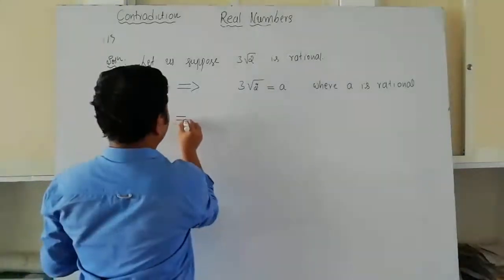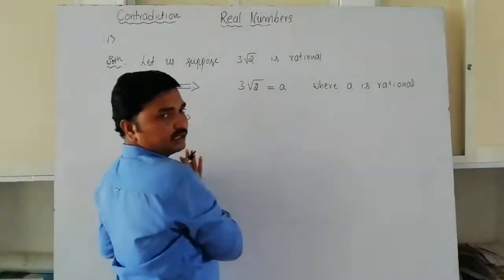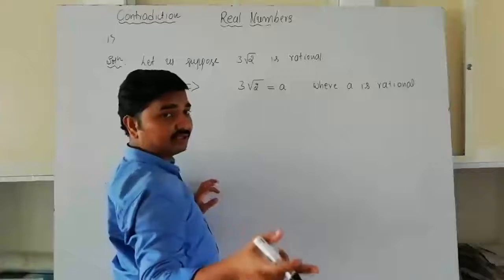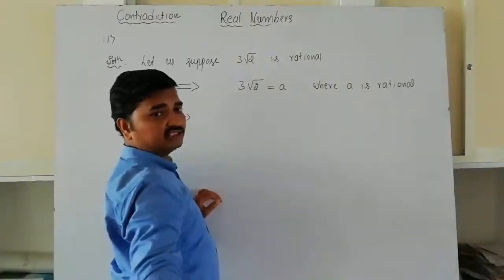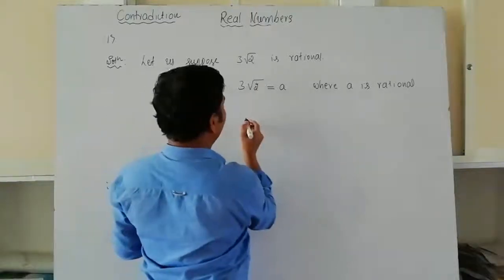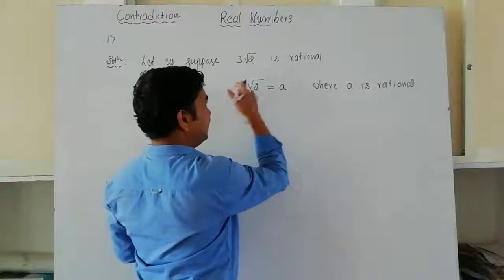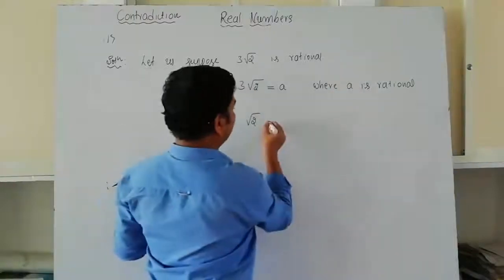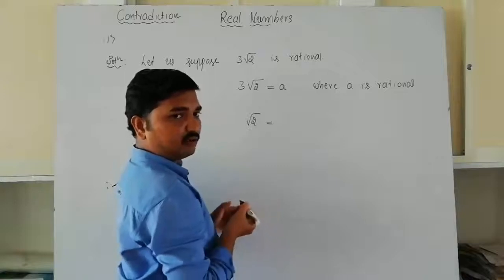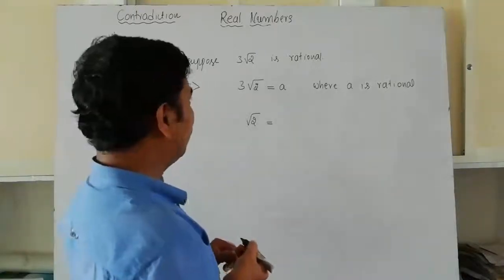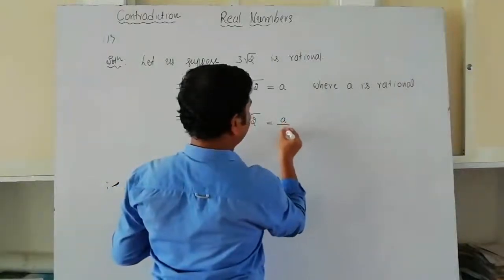So this implies, very simple. Now I need to keep root 2 only here. This is because it is given that root 2 is irrational in the question itself. So that's why I need to keep root 2 only. If you write root 2 only, you need to shift 3 towards the right hand side. So what does it become on the right hand side? a minus 3 or a by 3? A divided by 3.